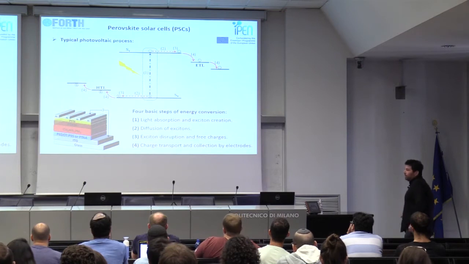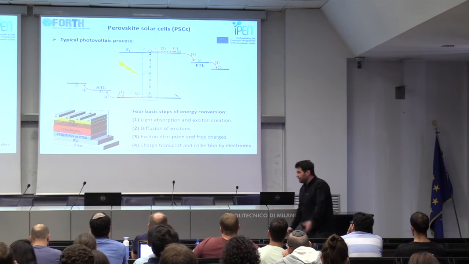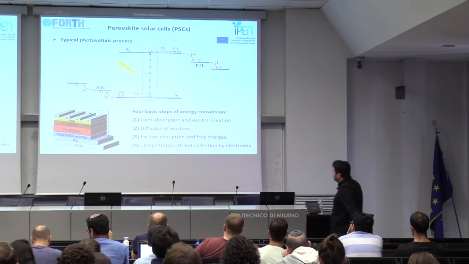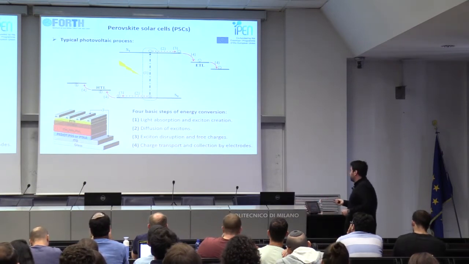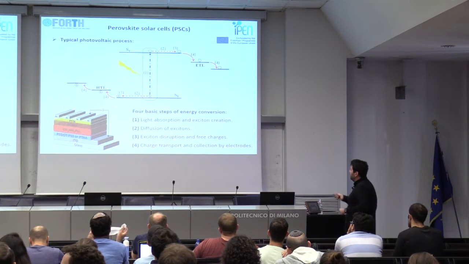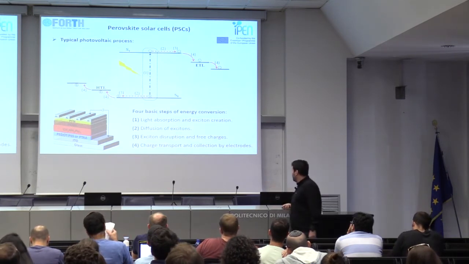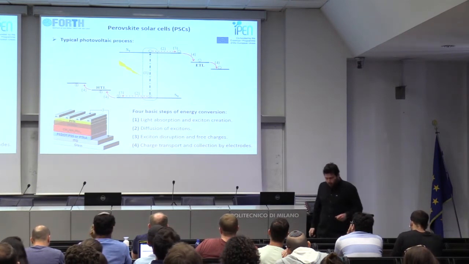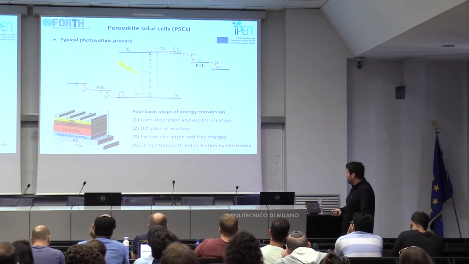So in a typical photovoltaic process, you have 4 basic steps for energy conversion. First, you have the light absorption and exciton creation. Then you have the diffusion of excitons, and then the exciton dissociation into free charges. And then you have the charge transport of the free carriers to the electrodes. And that is the process of energy conversion in a typical photovoltaic case.